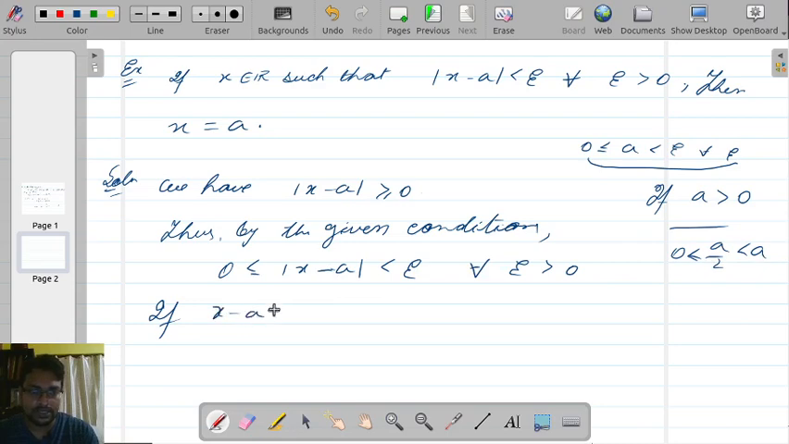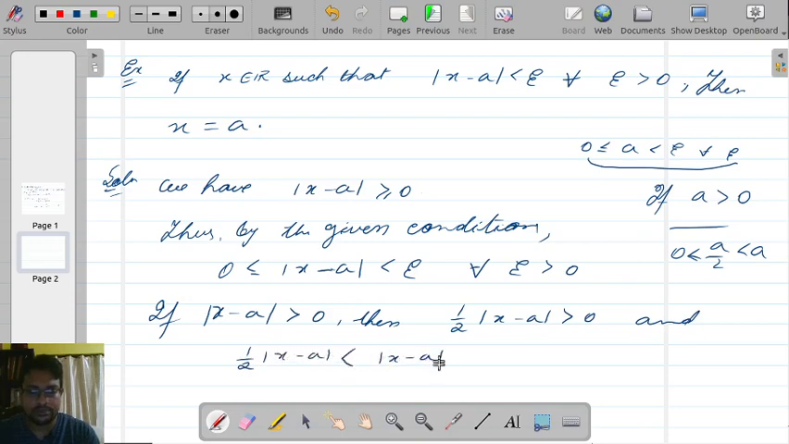So here also we will apply the same method. If mod of x minus a is strictly greater than 0, then half times mod of x minus a is also strictly greater than 0, and half times mod of x minus a is strictly less than mod of x minus a, because their difference is half mod of x minus a, which is greater than 0. Thus 0 is less than or equal to half times mod of x minus a, which is strictly less than mod of x minus a.